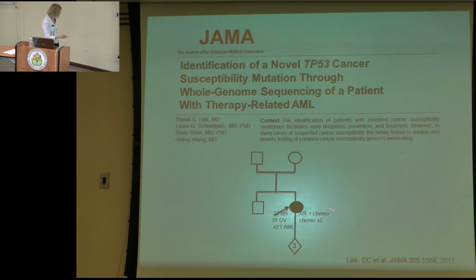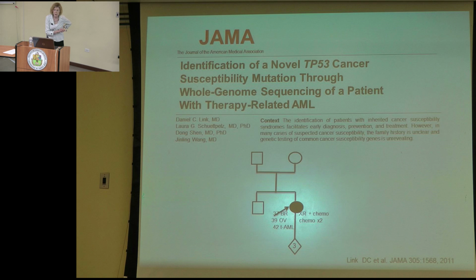There was an unusual patient who had had breast cancer at 32, treated with radiation and chemotherapy. At 39, she developed ovarian cancer and was treated with chemotherapy, several cycles. She did not have a BRCA1 or 2 mutation. And then as time went on, a few years later, she developed a therapy-related acute myelogenous leukemia.